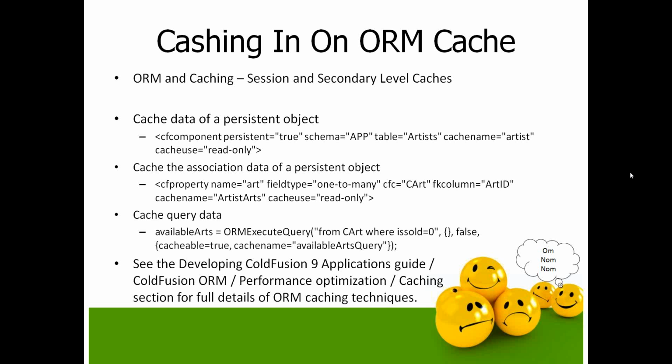However, I show a few ways here that you can do caching when you're defining your components and your properties and your queries. So if you write a component with persistent equal true, and you're using ORM, you would specify the cacheuse, which would be read-only.